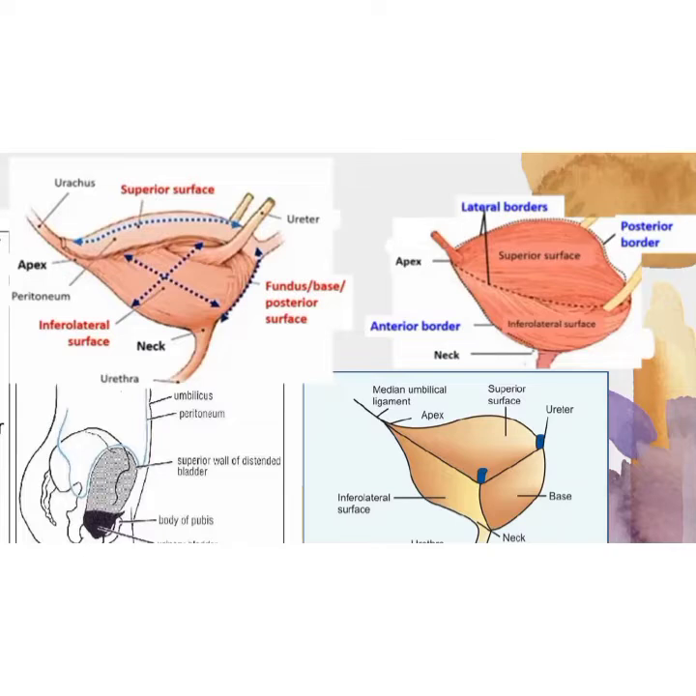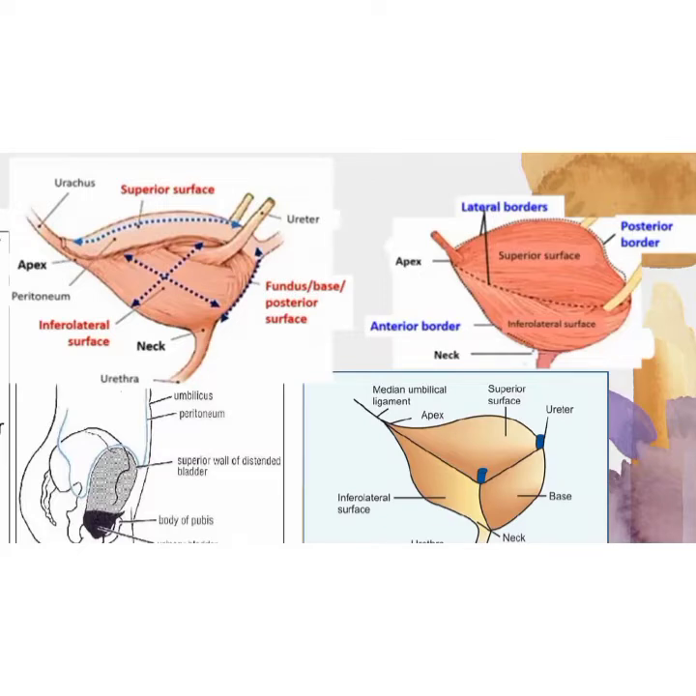In contrast, the neck is an indistensible part. See, the neck is the most fixed part and is anchored in position by pelvic ligaments, including the trigone. We'll discuss it later. So the neck, together with the trigone, is the fixed part of the urinary bladder, whereas the upper part is distendable. That is why it expands easily.